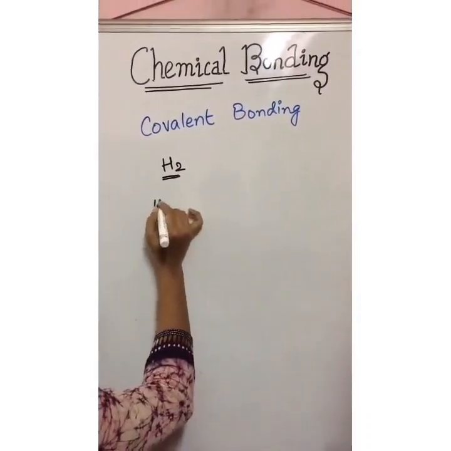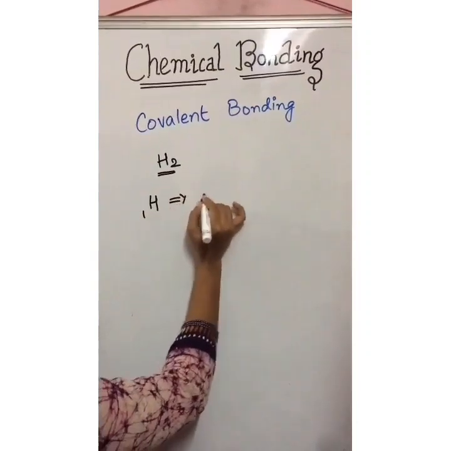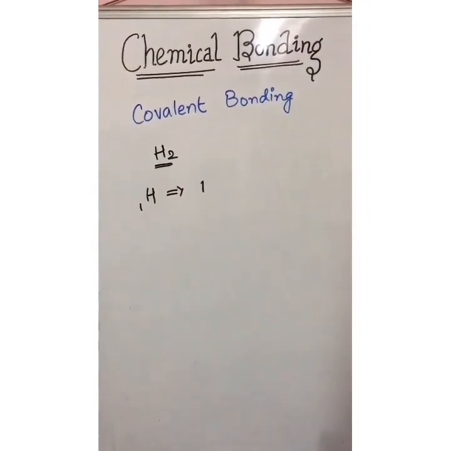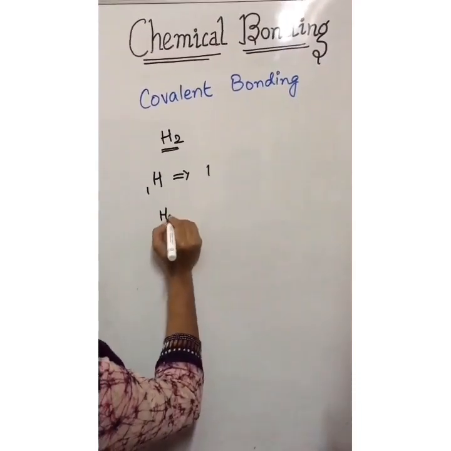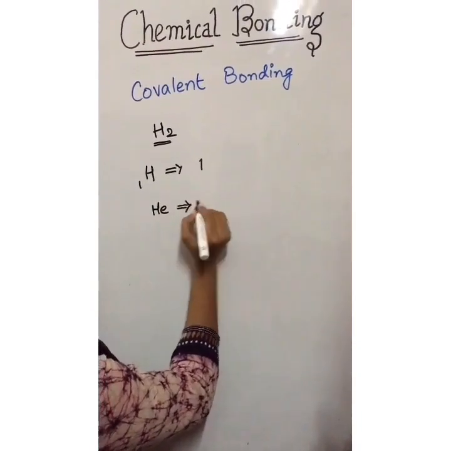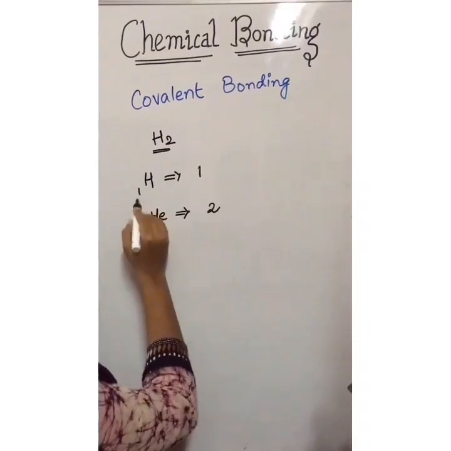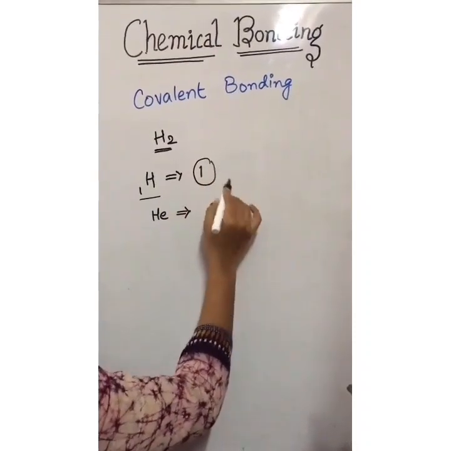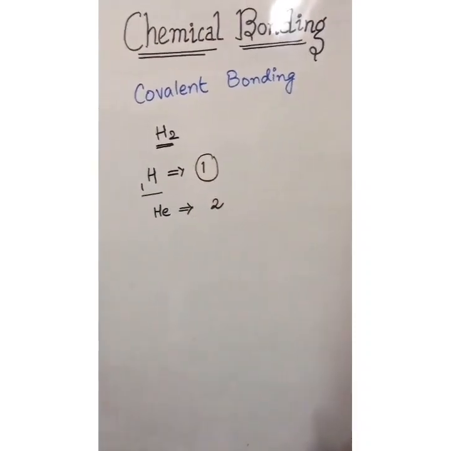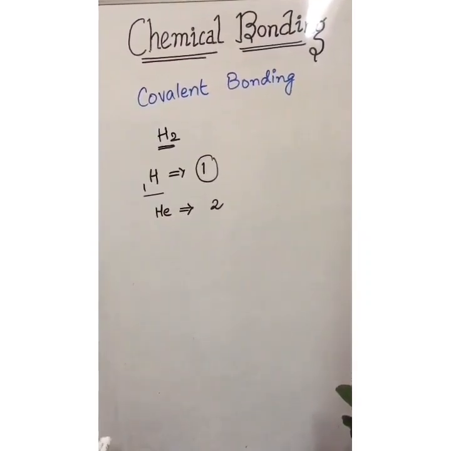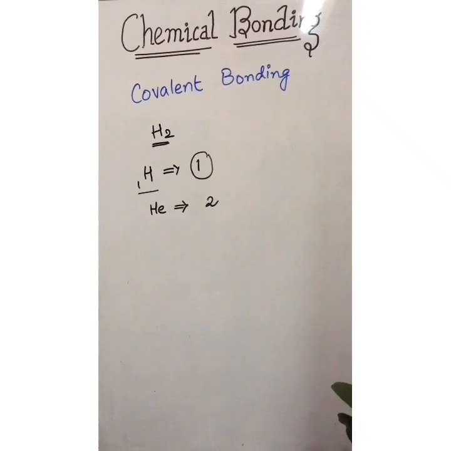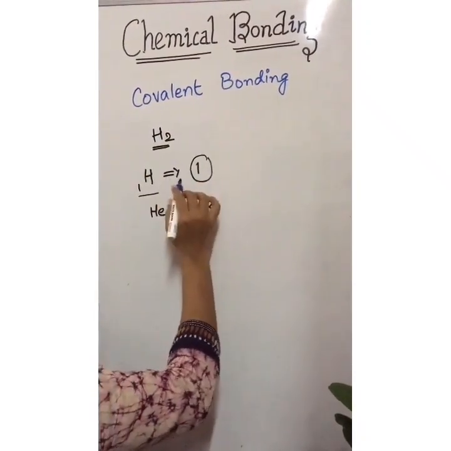The electronic configuration of hydrogen is 1. So it has 1 electron in its outermost shell. What is the nearest noble gas? Helium is the nearest noble gas, with electronic configuration 2. So hydrogen needs to have 2 electrons in its outermost shell to have a stable duplet configuration. So what happens in case of hydrogen? Hydrogen goes for sharing of electron with another hydrogen.